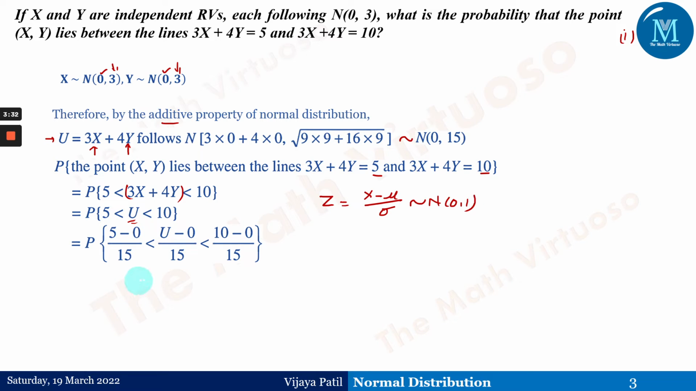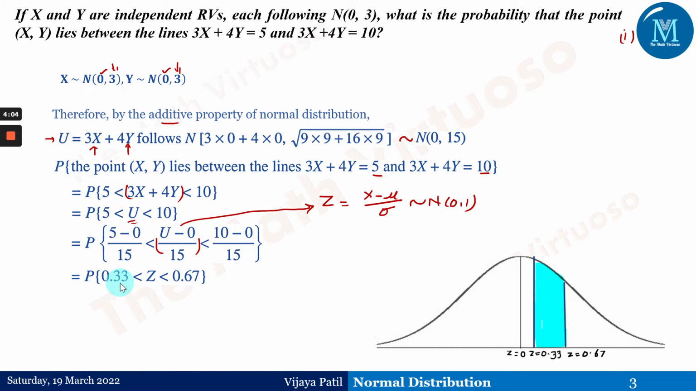So we are trying to convert this u in terms of z using 5 minus 0 upon 15, that is u minus 0 upon 15, which gives us z, and 10 minus 0 upon 15. So this is getting reduced to z, the standard normal distribution. So this probability p lies between 0.33 and 0.67. If you observe the figure, that means we need to find the probability between 0.33 and 0.67. That means we need to find the probability, or area, of this particular shaded region.